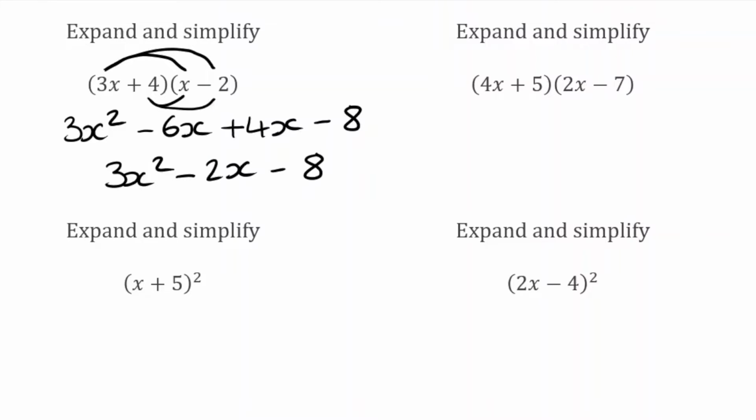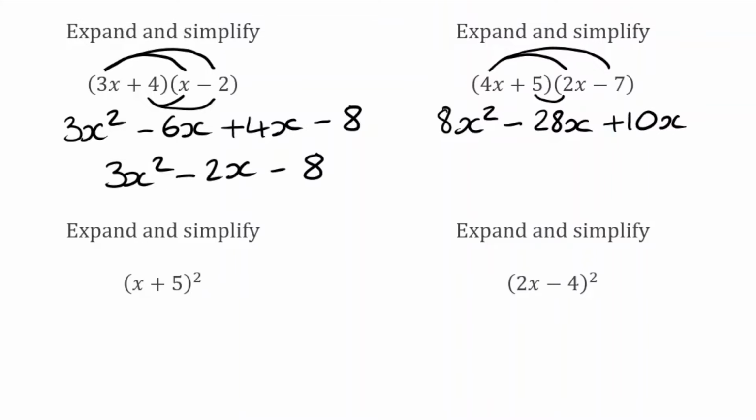Okay, for this next question, we've got to begin with 4x times 2x. Well, 4 times 2 is 8. x times x is x squared, so I'd have 8x squared. I've then got 4x times negative 7. Well, I've got a positive times a negative, which is a negative, and then I've got 4x times 7. Well, we know 7 times 4 is 28, so it's going to be negative 28 lots of x. Now moving on to the 5, we've got 5 times 2x. So 5 times 2 is 10, so we're going to have 10x. And then at the end, we're going to have positive 5 times negative 7, which is negative 35.